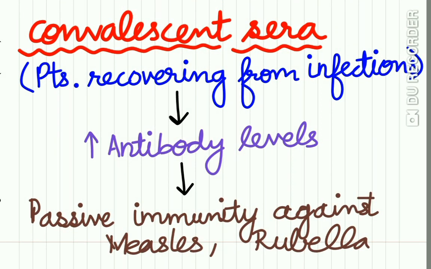Now, what is convalescent sera? It is the sera of patients recovering from the infectious diseases. They contain high levels of specific antibody and therefore are employed for passive immunization against measles and rubella.